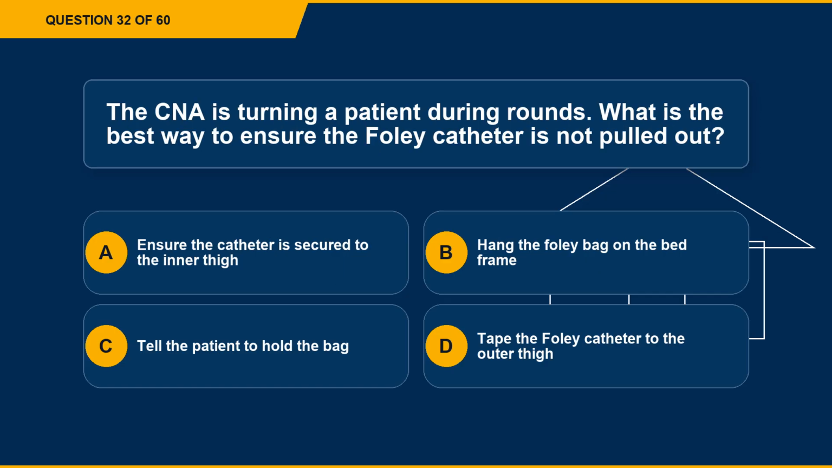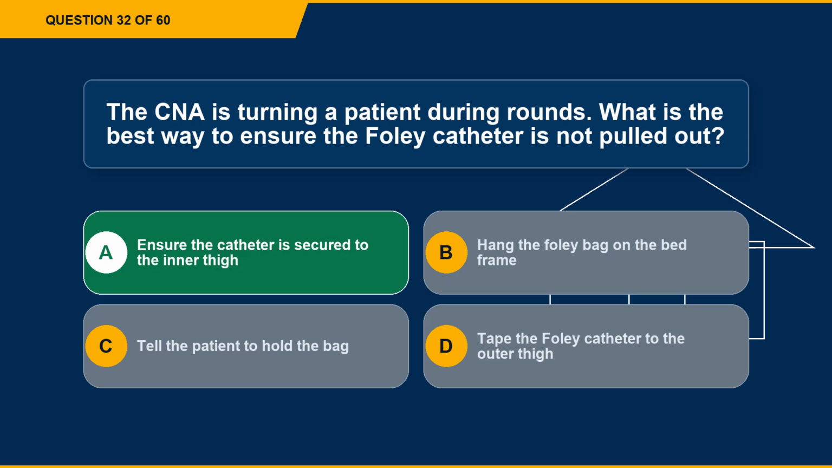Question 32. The CNA is turning a patient during rounds. What is the best way to ensure the Foley catheter is not pulled out? Option A, ensure the catheter is secured to the inner thigh. Option B, hang the Foley bag on the bed frame. Option C, tell the patient to hold the bag. Option D, tape the Foley catheter to the outer thigh.